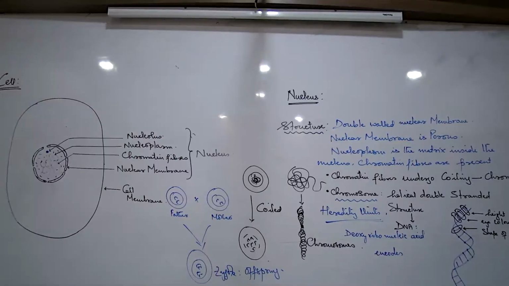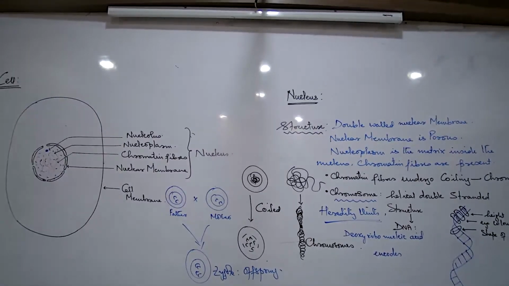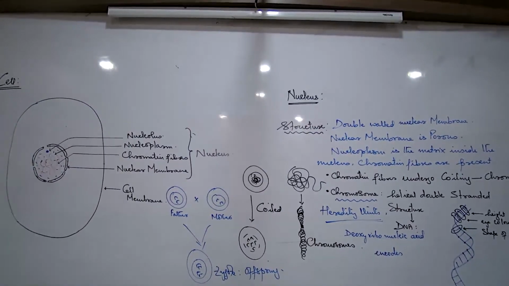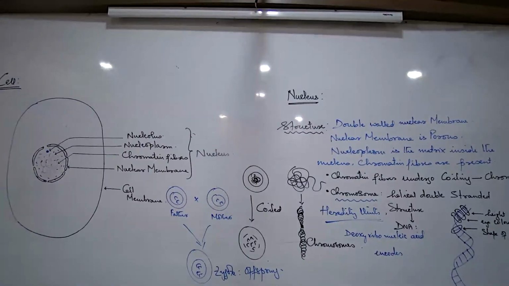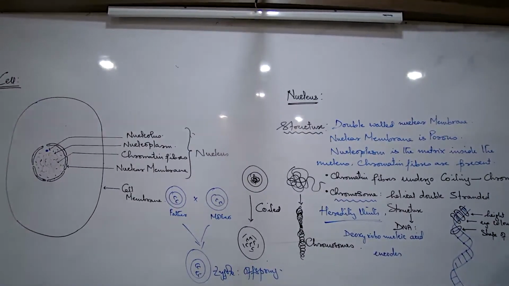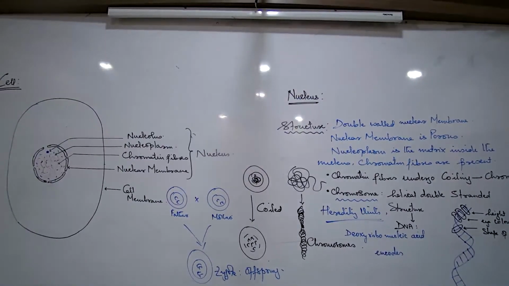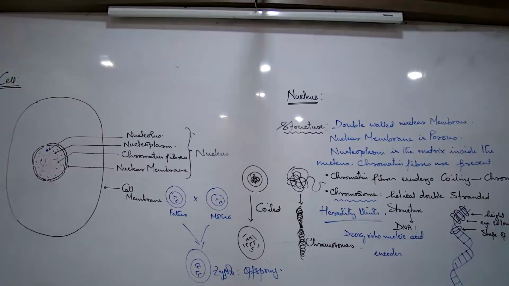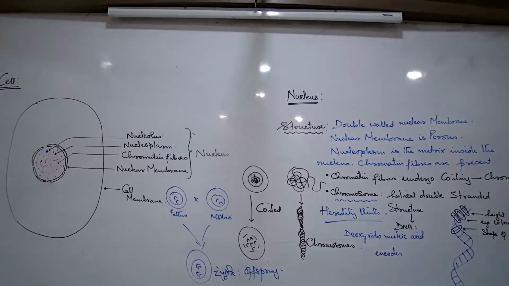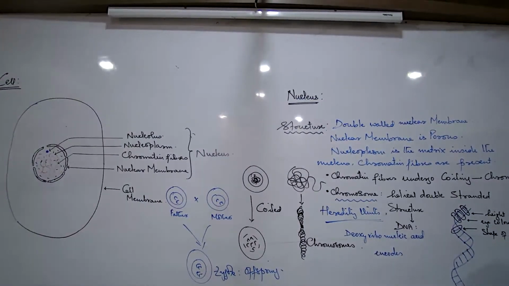Full stop. Chromosomes carry genes. Continue. Chromosomes carry genes which are responsible for regulating different characteristics in the offspring.